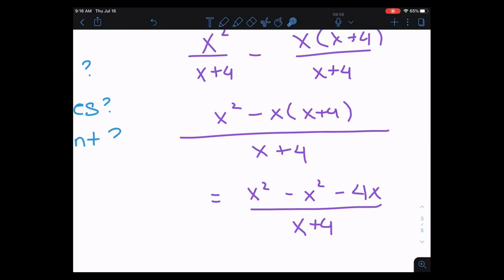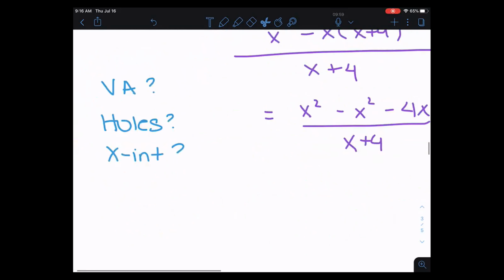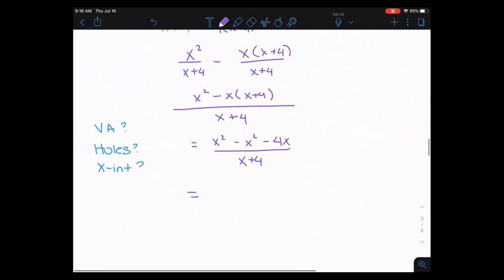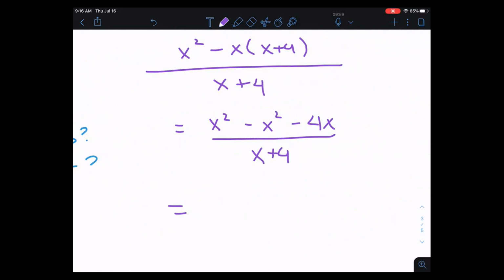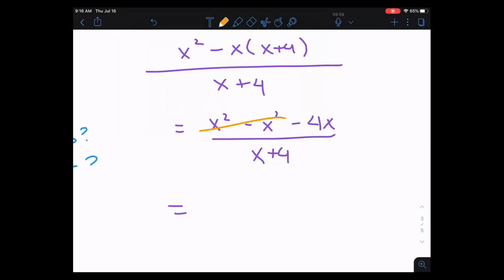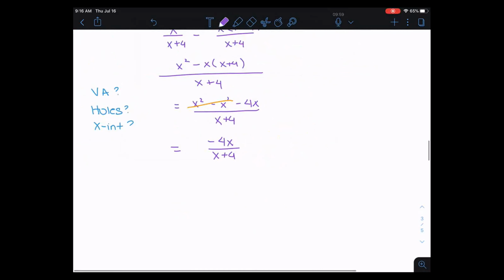But now remember that we're looking for the x-intercepts, y-intercepts, and holes. So we have to ask ourselves these questions. And the easiest way to identify all of these is by factoring all of this. So if we factor x squared minus 4x, can we simplify this a little bit? The answer is yes, because we can cancel out x squared minus x squared. So now let's just rewrite this. So we're going to have negative 4x all over x plus 4, and then we can find our holes, x-intercepts, and everything else.